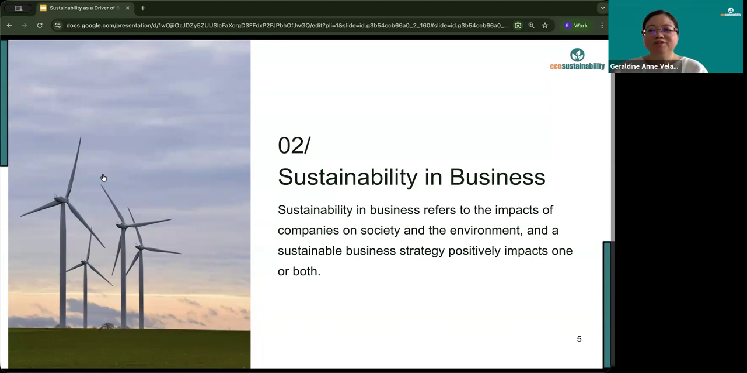Sustainability in business refers to the impacts of companies on society and the environment, and a sustainable business strategy positively impacts one or both.